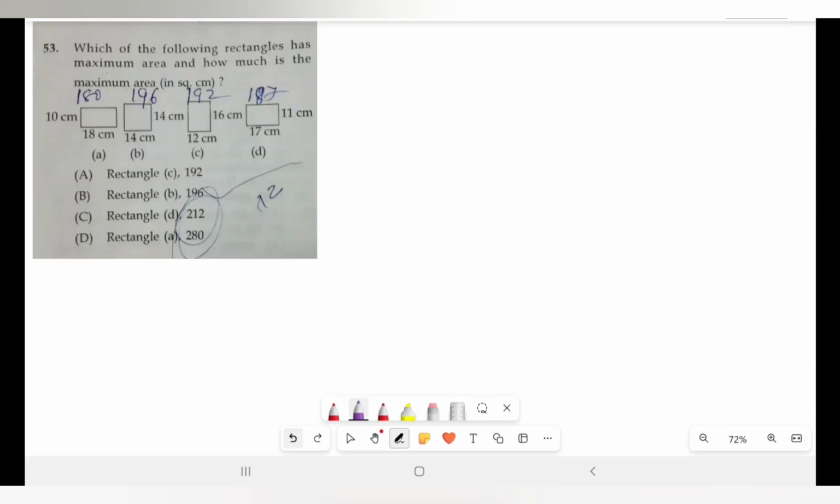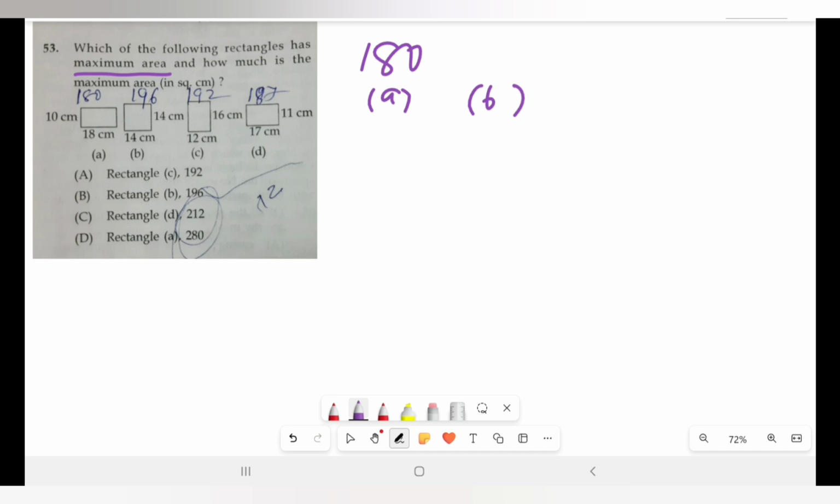Here in this question, which of the following rectangles has maximum area and how much is the maximum area in square centimeter? We have to find out. So here the first one, the A figure, it is 18 into 10 is 180 centimeter square. How about B?